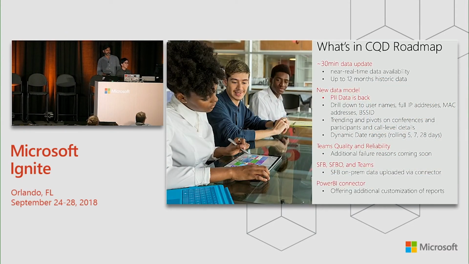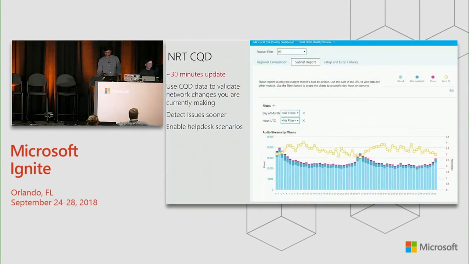So here is the more detailed view of what's in the CQD roadmap. Up to 12 months of historic data. I almost forgot about that. And the drill down includes full IP address, MAC address, BSS ID. All this is interesting. Dynamic date ranges, drill down capability. It's a very long list, but I hope this makes you happy. Those claps will make my dev team very happy, by the way, because they work really hard.